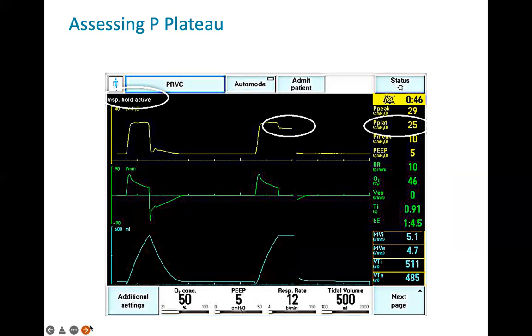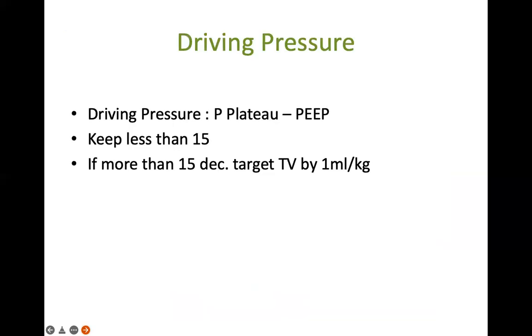Now, having said that, we move on to the next one. Once you have detected the P plateau, you also need to know if it is safe or not. So what is the next parameter to say that your ventilator settings are safe? The next parameter is definitely the driving pressure. So what do you mean by the driving pressure? The driving pressure is the difference between the P plateau and the PEEP. So this should be kept less than 15.